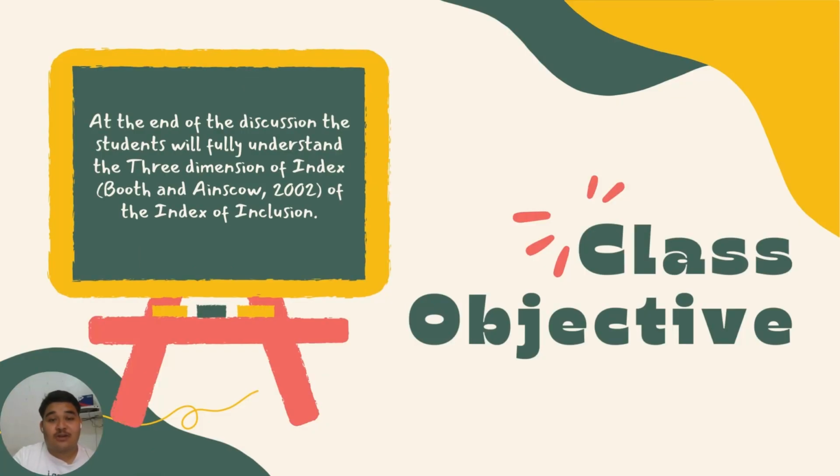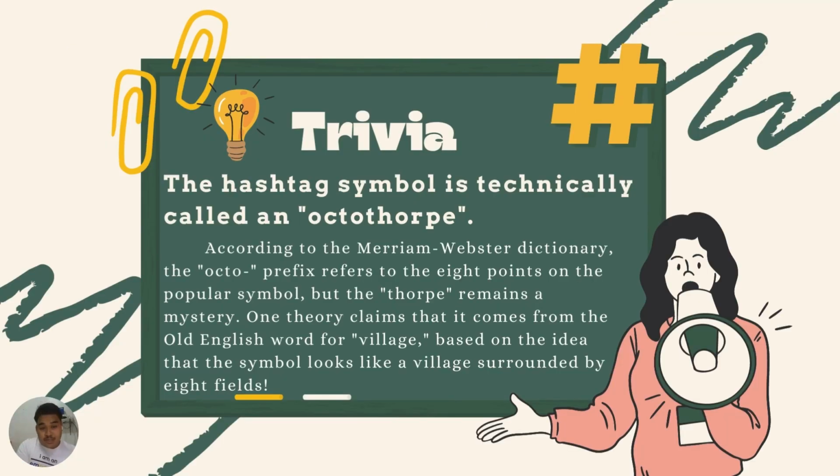All right, for class objectives, at the end of the discussion, the students will fully understand the three dimensions of the index that is proposed by Booth and Ainscow 2002 in the Index for Inclusion. So this is what we're going to unravel right now. All right, so first, we are going to have a trivia.